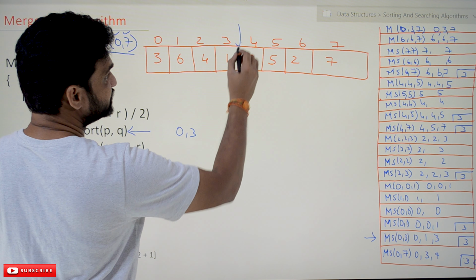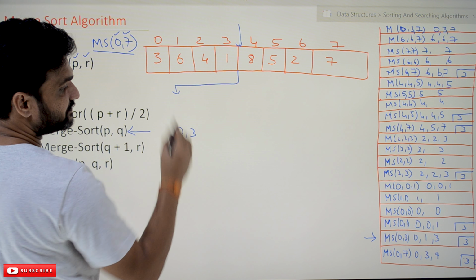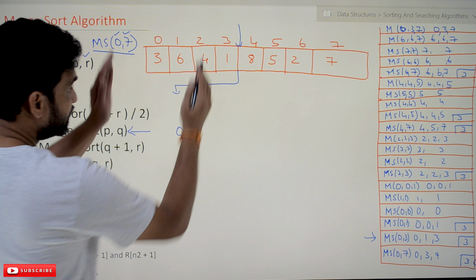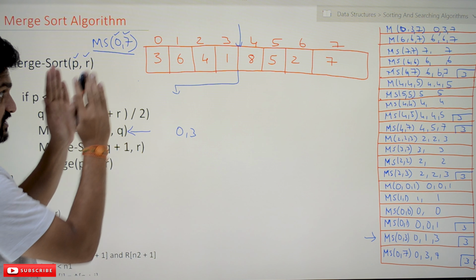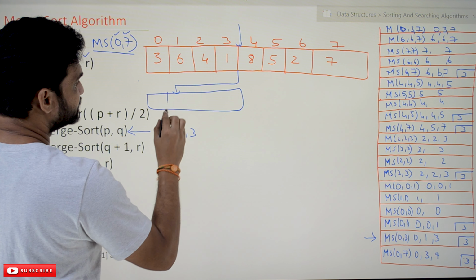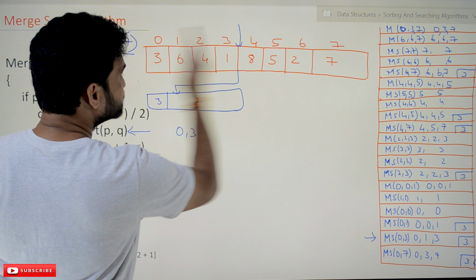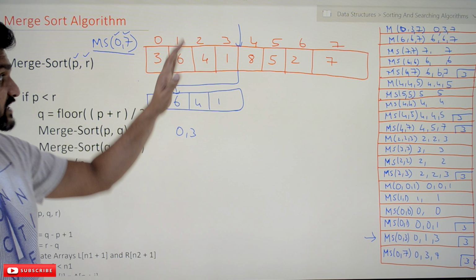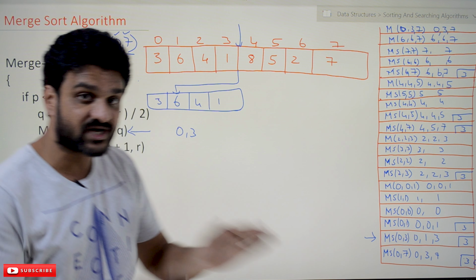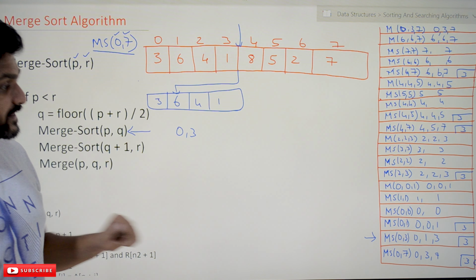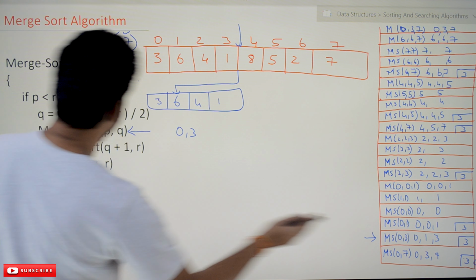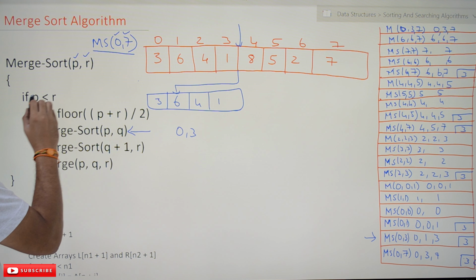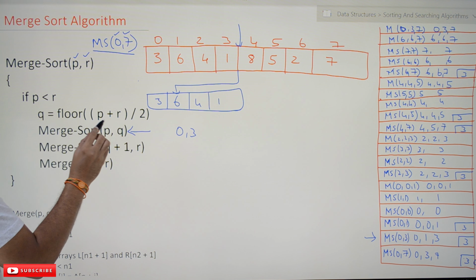First we have made the division here at 0, 3. MS of 0, 3 means this is the part we are going to consider. The division is not physical; this function call is going to consider only that part of the array. For this function call, the value of P is 0 and R is 3. Now we come here: 0 less than 3. Is it true? Yes, it is true. Then we have to find the value of Q.